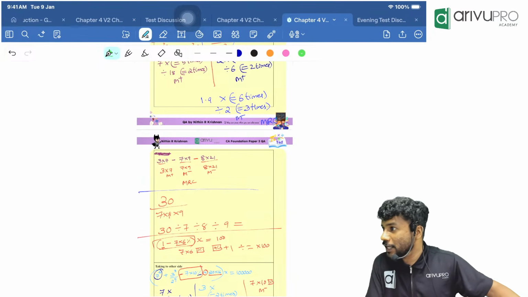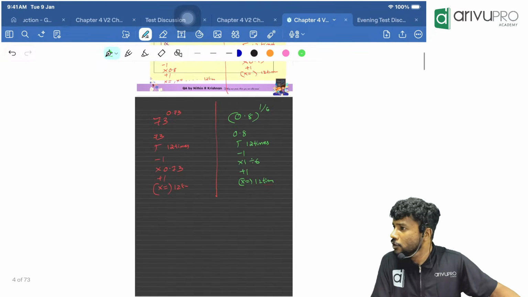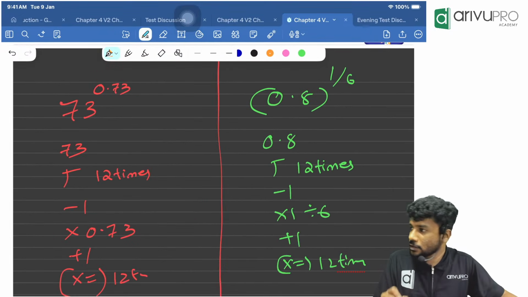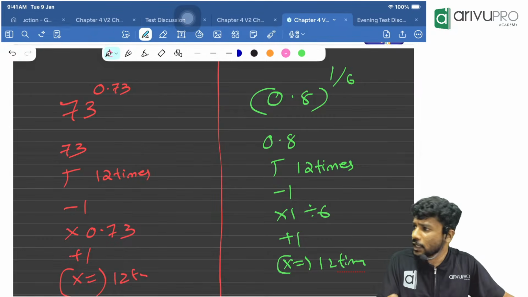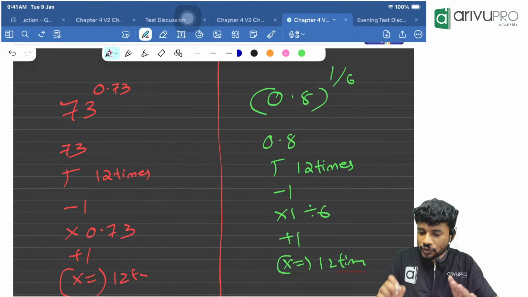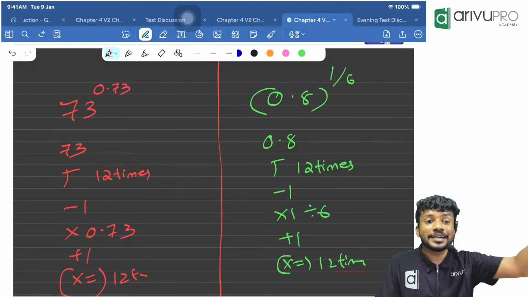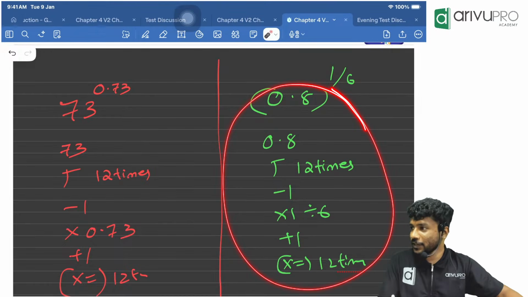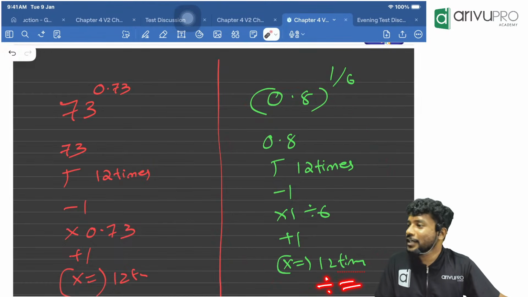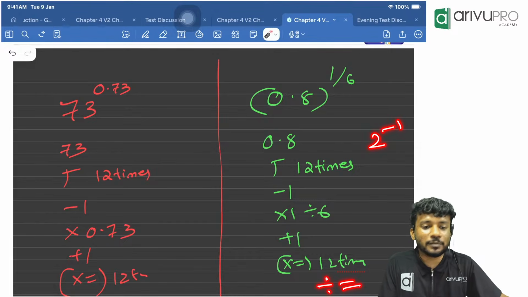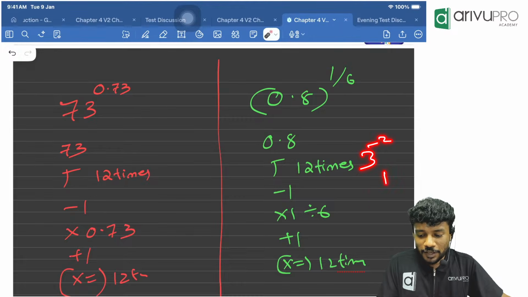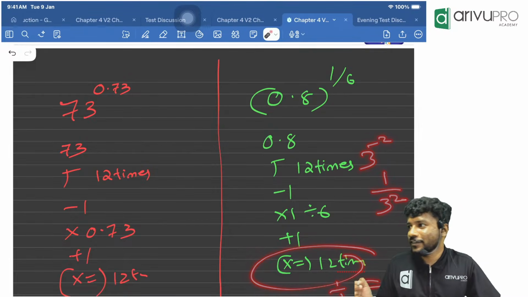Negative value: I didn't get any answer. Show me your calculator. Previous values you got, right? Then you should get the answer. For negative value, I'll teach you tomorrow. Negative value means the reciprocal. After finding everything this way, at the end I will click divide, equal to. 2 raised to minus 1 means 1 by 2, right? 3 raised to minus 2 means 1 by 3 square.